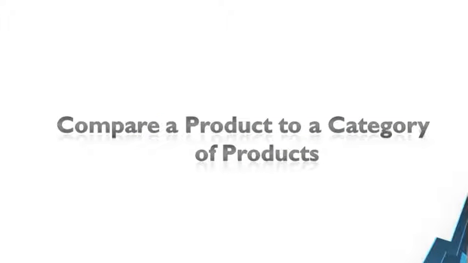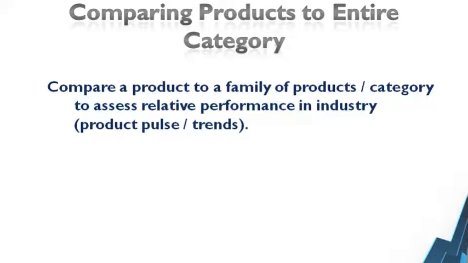Let's now compare a product to a category of products. Advanced sellers will also compare a particular product to an entire family of products to gauge relative performance in the industry, and also if this product is rising in popularity or falling out of fashion. This is often done by defining a category of products as a baseline and then assessing the product performance by how its statistics deviate from the baseline.